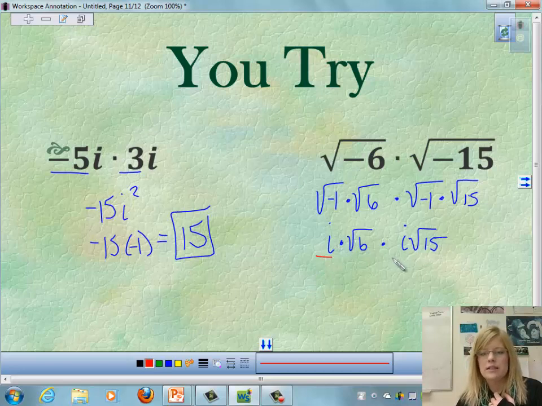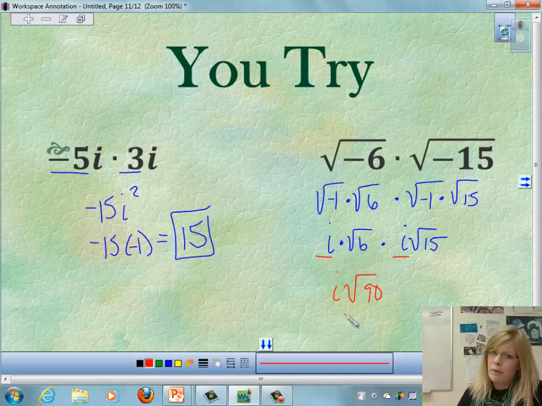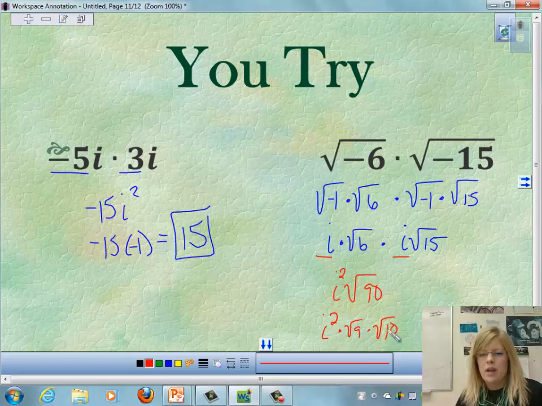On the outside, it's i squared. On the inside, what's 6 times 15? Well, that's radical 90, right? Can you break up radical 90? Is there a perfect square in there? You bet. It's i squared times a radical 9 times a radical 10, because 9 times 10 is 90. Well, the square root of 9 is 3. The square root of 10 just stays the square root of 10.